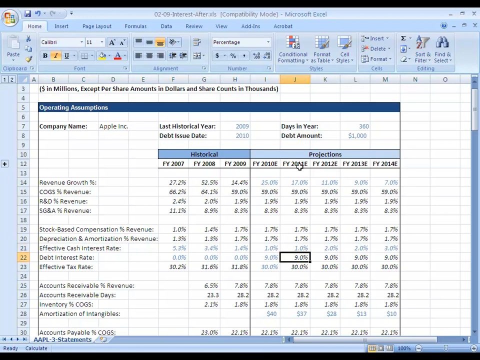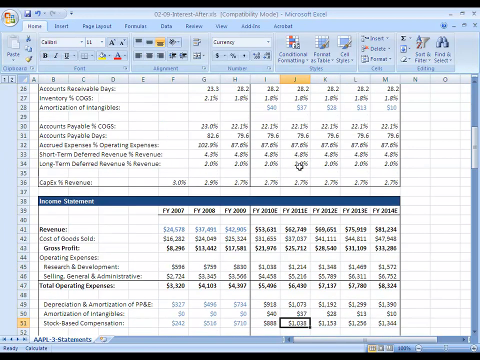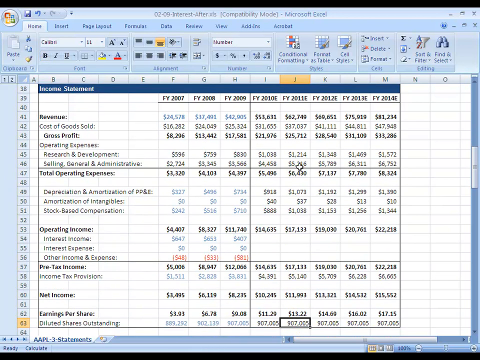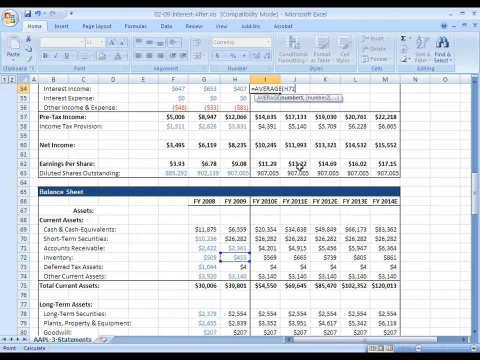So we have those in place, and now what we have to do is go down to the income statement and actually fill in these numbers. For the interest income, we're going to take the average of the 2009 and 2010 cash balances. So I'm going to sum up the 2009 numbers: cash and cash equivalents, short-term securities, and then long-term securities. And then I'm going to take the sum for the 2010 numbers: cash, short-term securities, and long-term securities.